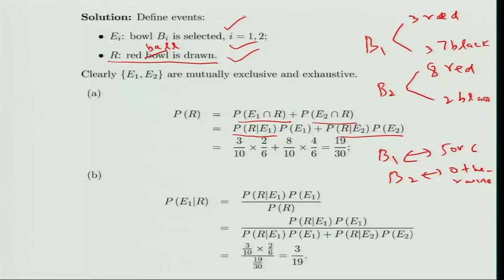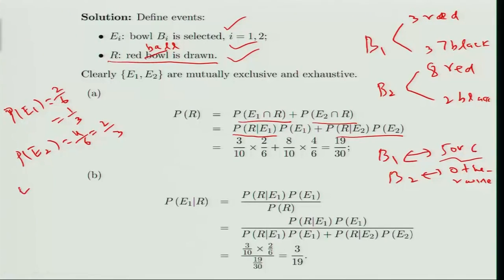So what is the probability of E1? Now I know that bowl B1 is selected if 5 or 6 is the result of casting a die. So getting a 5 or 6 in casting a die, the number of favorable cases is 2 by 6, which is 1 by 3. So of course, the probability of E2, the probability that bowl B2 is selected. B2 is selected if any other number occurs, which are 4 in number. So this is 2 by 3.